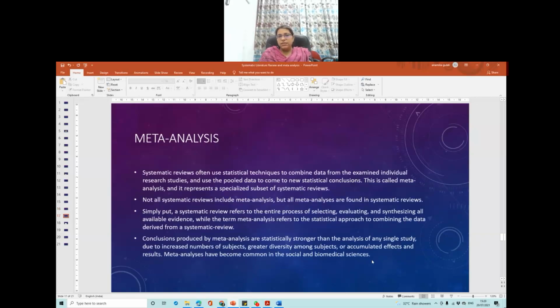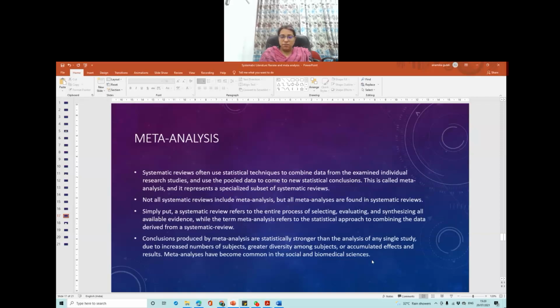So meta-analysis of systematic reviews often uses statistical techniques to combine data from the examined individual research studies and uses the pooled data to come to a new statistical conclusion. This is called meta-analysis, and it represents a specialist subset of systematic review. Mind that not all systematic reviews include meta-analysis, because there are purely descriptive systematic reviews as well, but all meta-analyses are found in systematic reviews.